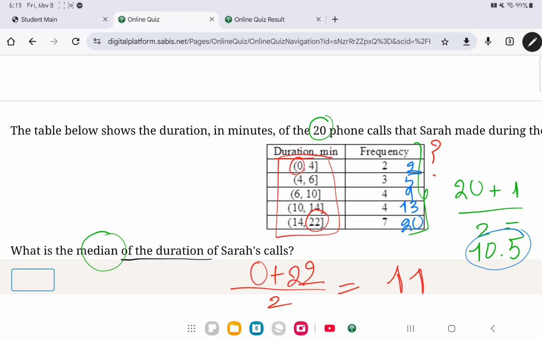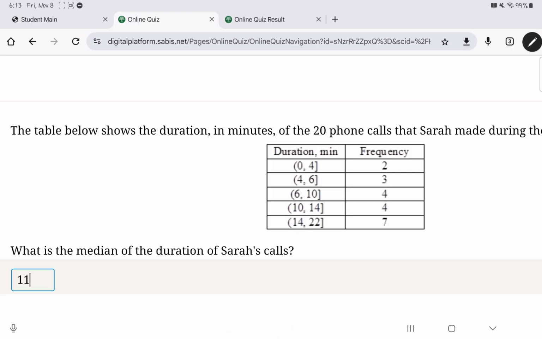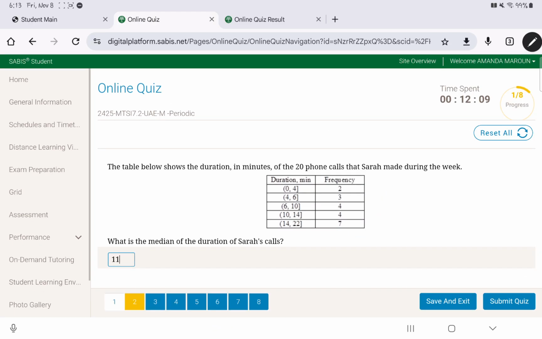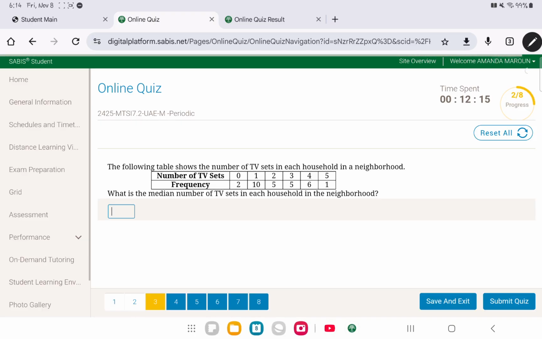Now 10.5 lies in which range, which cumulative frequency? It lies in the 13 cumulative frequency, okay? Since 2 doesn't include 10.5, 5 doesn't include 10.5, 9 doesn't include 10.5, but 13 includes 10.5. Now, if you look at it, its duration, which is what we need, is between 10 and 14. Then we check our answer. Our answer is 11. Is it between 10 and 14? Yes, it is. So that means we are correct. And the median of the duration, pay attention, they need the duration of Sarah's calls, is 11.